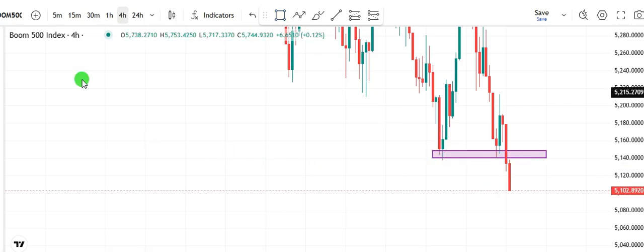So here is the next one, which is going to be the Boom 500, and you can see it is currently moving below our previous low, but then we really see we are just coming to the market right now. I can see it has already moved far below our entry level.